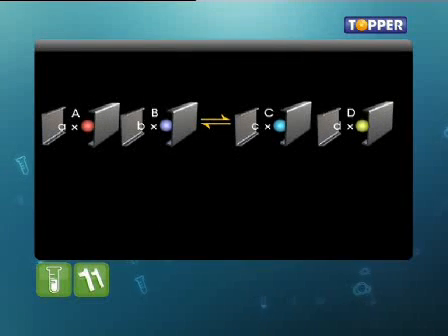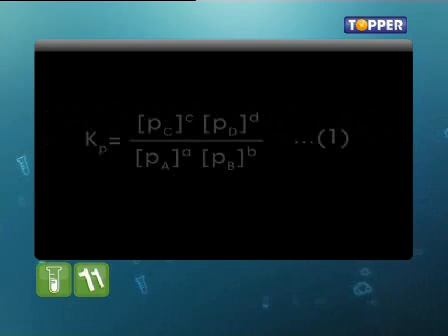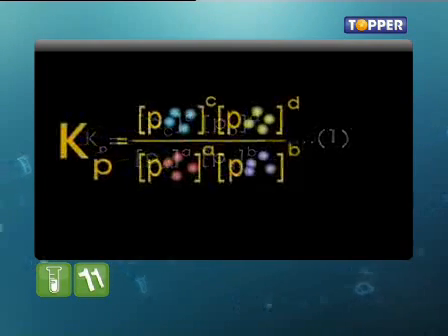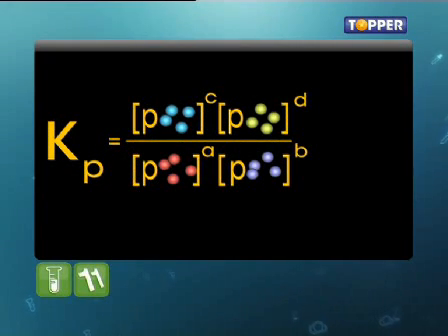Now, if the reaction is a homogeneous gas phase reaction, then the molar concentration of a substance is directly proportional to its partial pressure P at constant temperature. In this case, the equilibrium constant is expressed in terms of partial pressure of the reactants and products, and the equilibrium constant K is denoted by Kp.